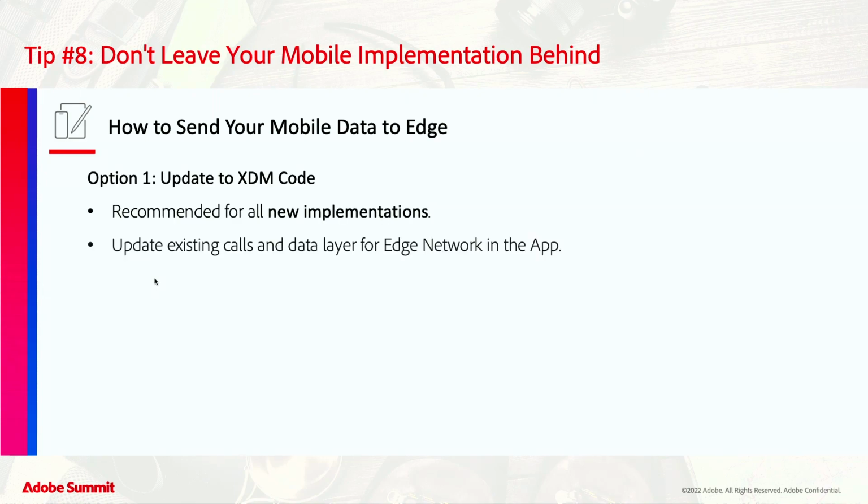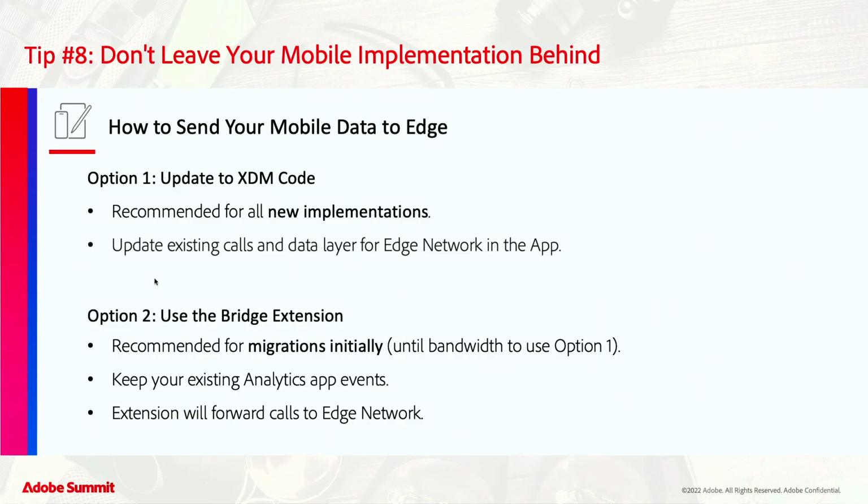network. One, and we recommend this for new implementations, is to update to XDM code. Similar to updating your data layer to match XDM compliant, this would be going into your app and setting up all of your calls, all of your old track action calls to send event calls, and moving your context data to Edge XDM format. So that's option one. If you're doing a new implementation, definitely go that way.